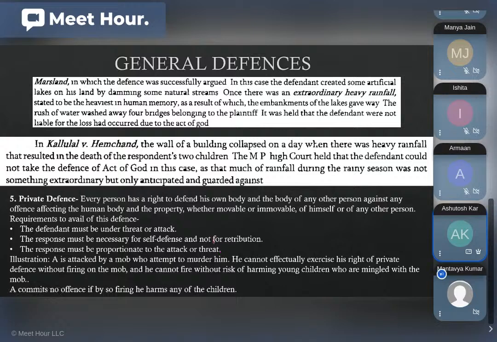Like, that's what I said. Someone is not attacking you, he is just verbally saying that he will attack you, and you just shoot him.